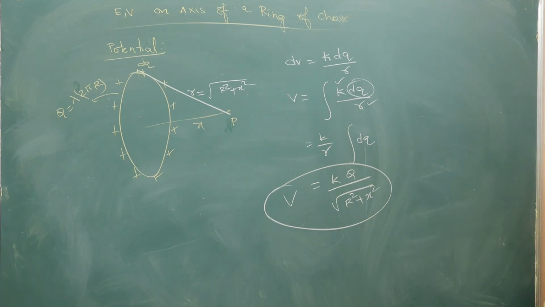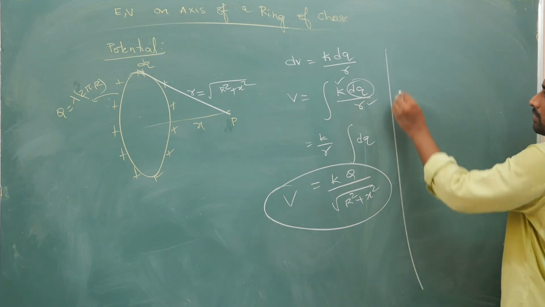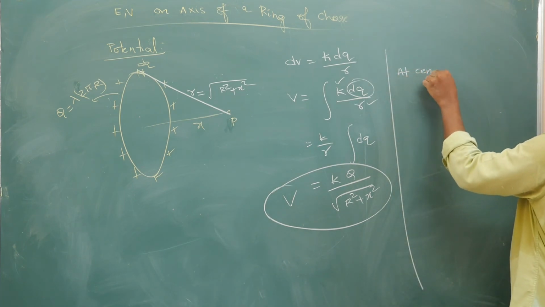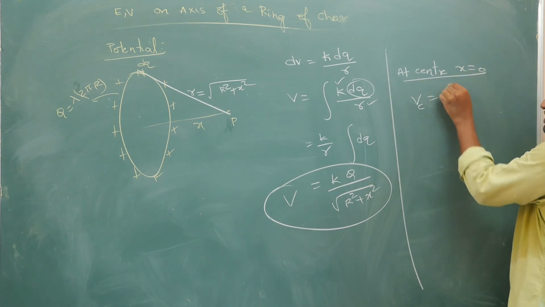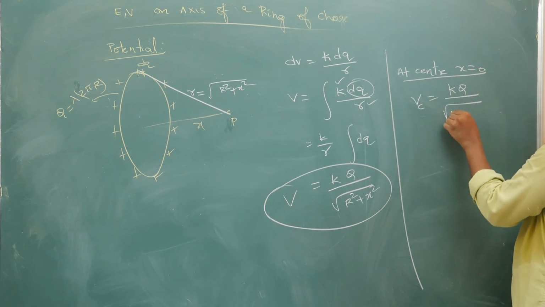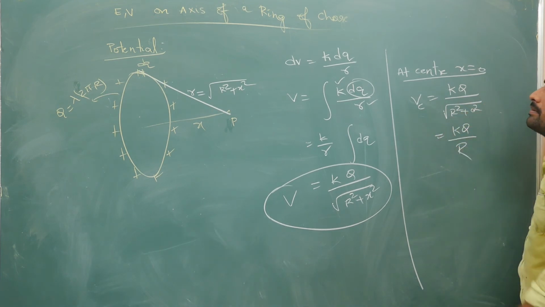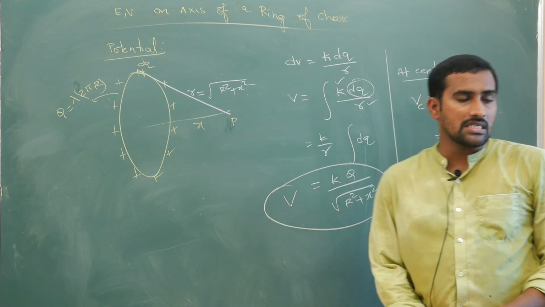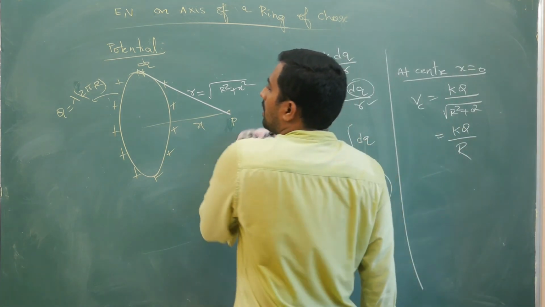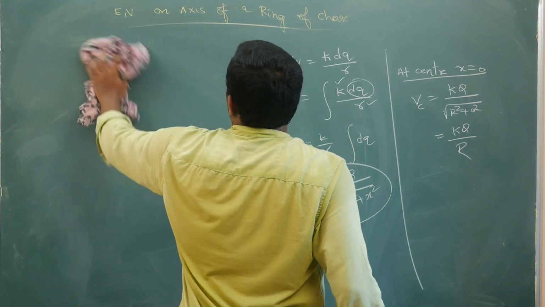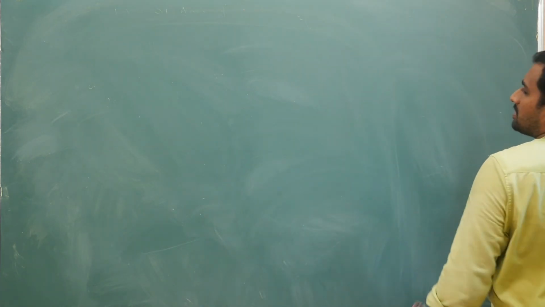So like this you can calculate the potential at different points. So now here, at center x is equal to 0. So your potential at center is k times Q by under root r square plus 0 square, that is going to give you kQ by capital R, okay. So this is how you are going to get your potential, and this is how you are going to calculate your fields and potentials.